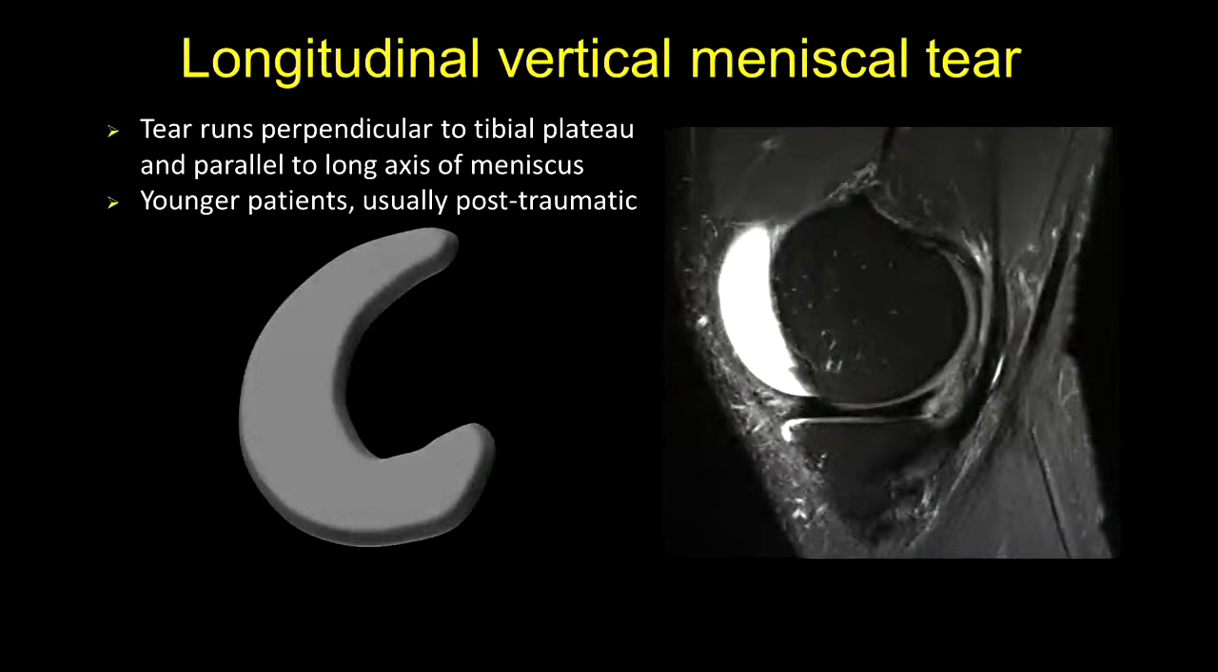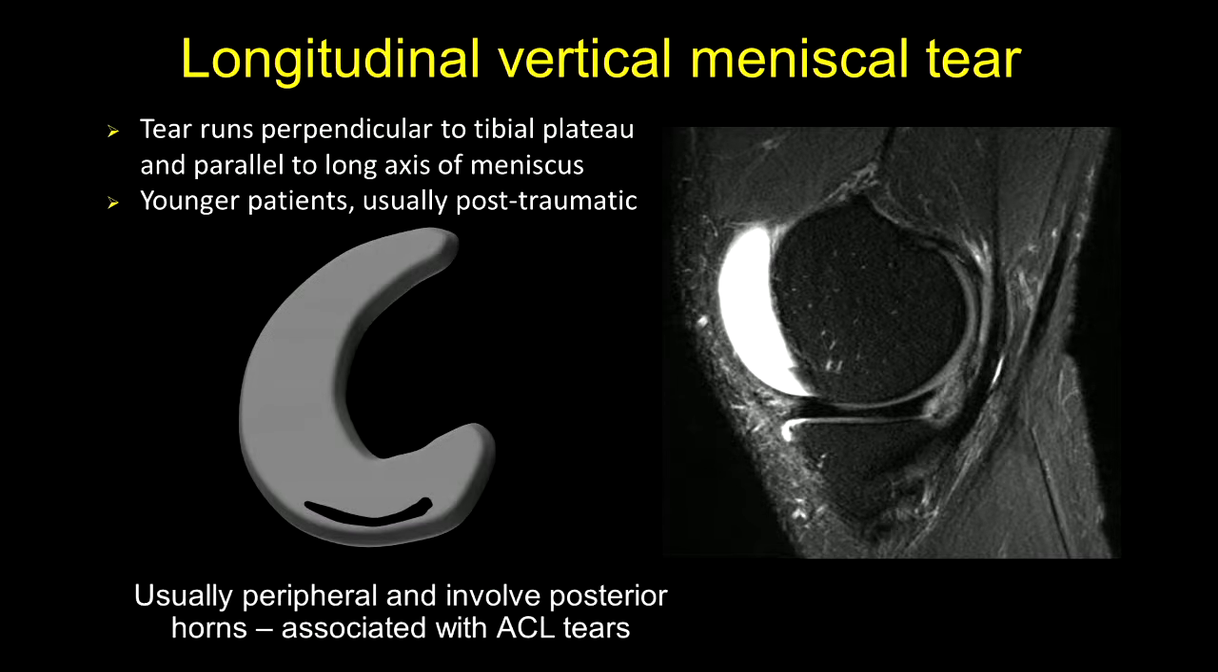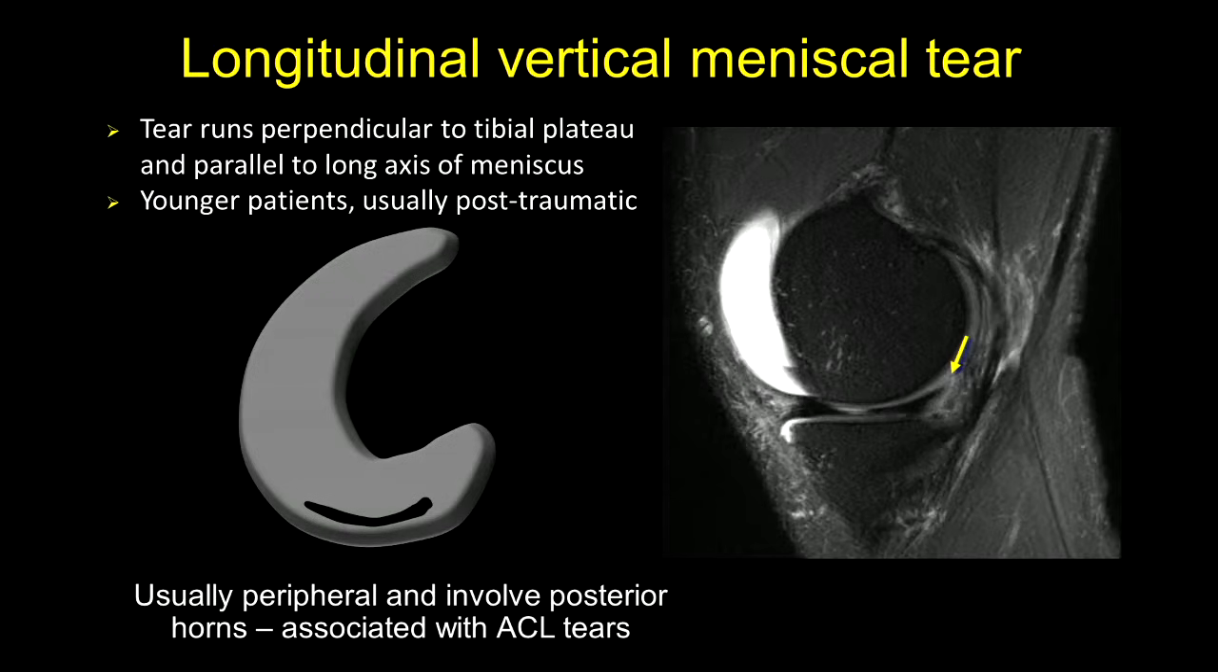Longitudinal vertical meniscal tears. These tears run perpendicular to the tibial plateau as well as parallel to the longitudinal axis of the meniscus. These are usually seen in younger patients and are usually post-traumatic in etiology. They're characteristically peripheral and involve the posterior horns of the medial or lateral menisci and have a high association with anterior cruciate ligament tears.